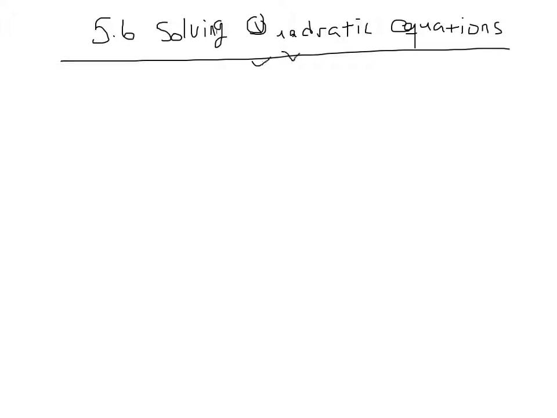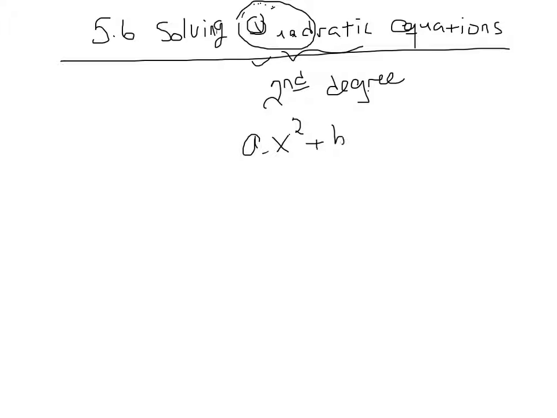A quadratic equation is simply a fancy way of saying a second-degree equation. And that's a little bit confusing because those of you that have studied Latin know that the prefix quad means 4, but in algebra, unfortunately, a quadratic equation is a second-degree equation. And we know that every second-degree equation looks like this: ax squared plus bx plus c equals 0.